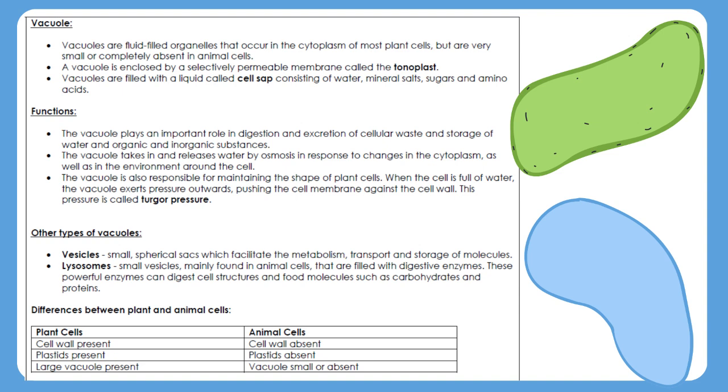The vacuole is also responsible for maintaining the shape of plant cells. When the cell is full of water, the vacuole exerts pressure outwards, pushing the cell membrane against the cell wall. This pressure is called turgor pressure. Other types of vacuoles. Vesicles, small, spherical sacs which facilitate the metabolism, transport, and storage of molecules. Lysosomes, small vesicles, mainly found in animal cells, that are filled with digestive enzymes. These powerful enzymes can digest cell structures and food molecules such as carbohydrates and proteins. Differences between plant and animal cells.